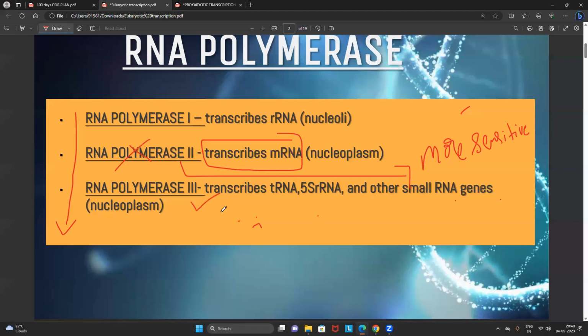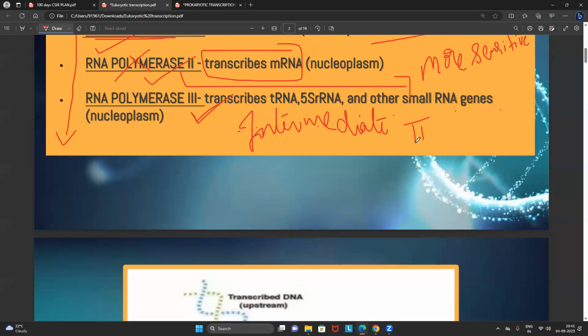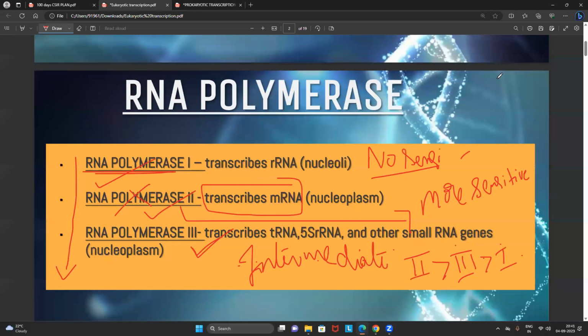And RNA polymerase 3 will show intermediate sensitivity. Only 50% of RNA polymerase 3 is inhibited by alpha amanitin. What about polymerase 1? Polymerase 1 never shows any sensitivity, which means, friends, alpha amanitin cannot destruct pol1. It majorly destroys pol2 and a very small percent of pol3. So remember, sensitivity wise, pol2 followed by pol3 followed by pol1. Always remember this. Don't get confused with that.